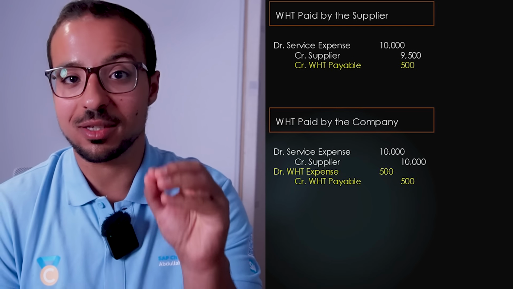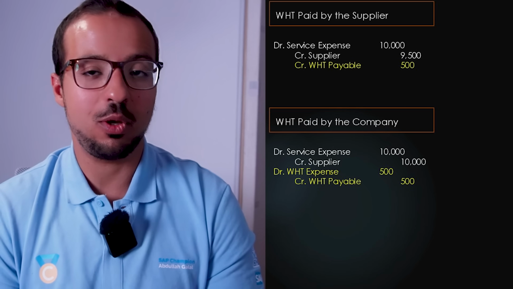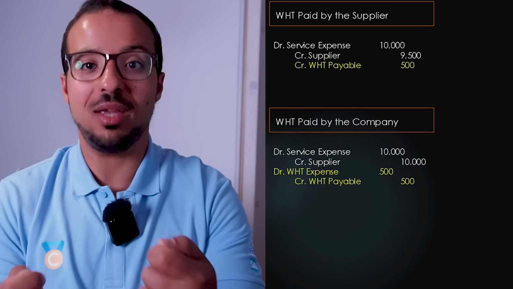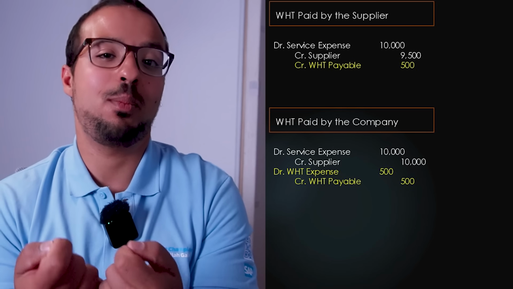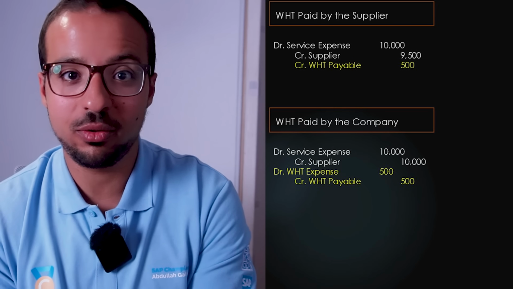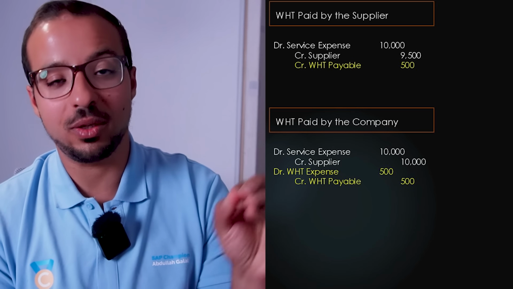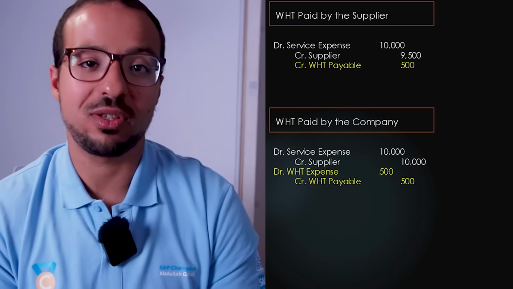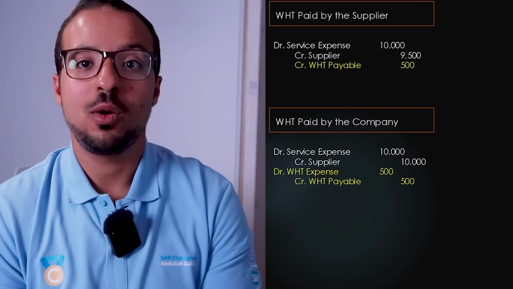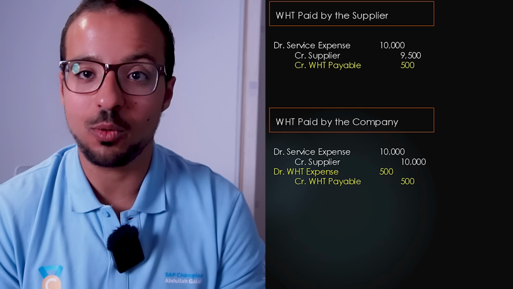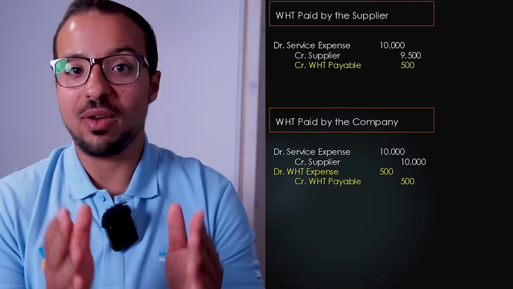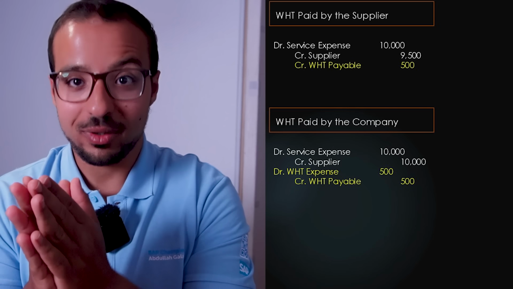In this case, the supplier is the one paying the withholding tax because instead of paying the supplier 10,000, we are only paying him 9,500 and we are submitting the 500 to the tax administration in the name of the supplier. The second case is we have a debit to the expense account for 10,000 and we have a credit to the supplier for 10,000.